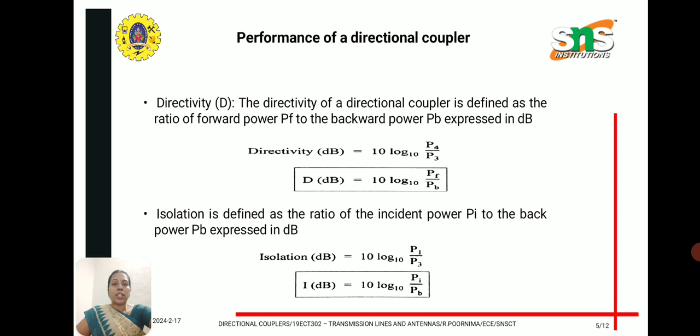The next parameter is directivity. Directivity measures the ratio of forward power to backward power. Here, only one port is the coupled port and the other port is the isolated port. So it measures the forward power Pf, or P4, as a ratio to the backward power. In decibels it is written as 10 multiplied by log of P4 by P3, or Pf by Pb. The next parameter is isolation. Isolation is defined as the ratio of incident power to the back power, so we measure the input power as a ratio of the back power measured at the uncoupled port.